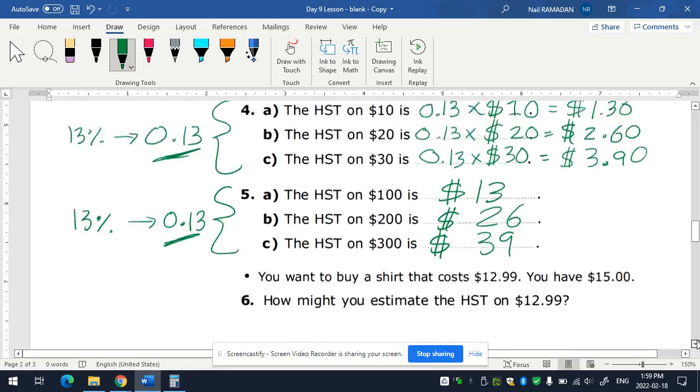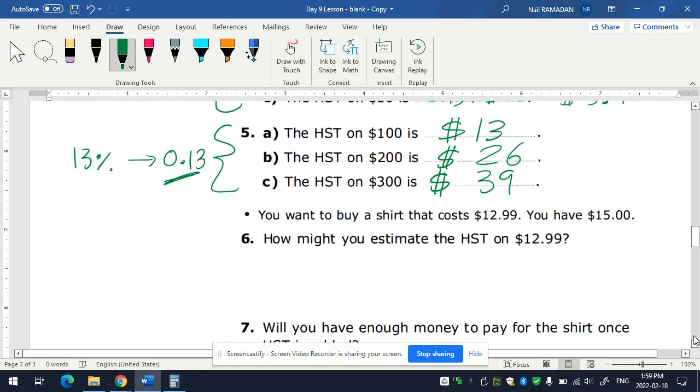Okay, here's a very relevant problem. You want to buy a shirt that costs, on the retail price, $12.99. By the way, do you know why so many things are usually $12.99 or $12.49? Why not just call it 13? Say it. Because they're expensive. No, but why would you just not sell it for 13?